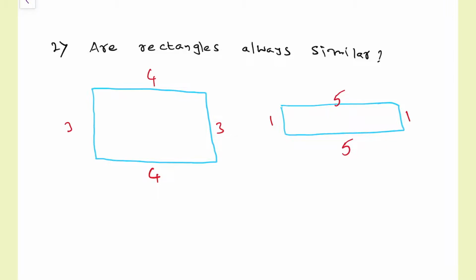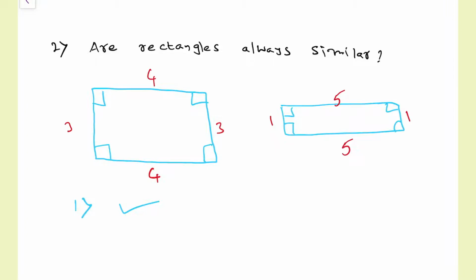Okay, now let us check both the conditions for these figures. First one is corresponding angles should be equal. This is 90 degrees, this is 90 degrees, and all the others are 90 degrees too. Because we know the basic concept that in a rectangle all the angles are 90 degrees. So in these two figures, all the corresponding angles are equal. It is satisfying the first condition.